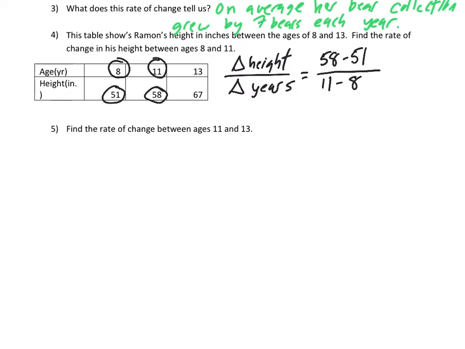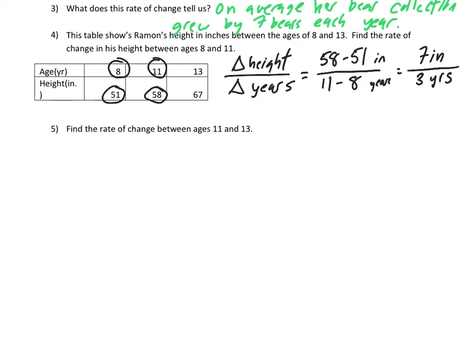And so this is again, these were inches, these were years. And so what we found is we have 7 inches when we did 58 minus 51, and we did 11 minus 8, which is 3, so 7 inches per 3 years.